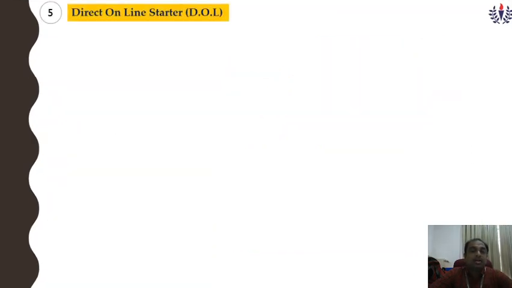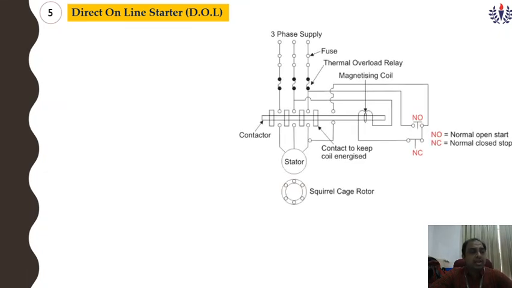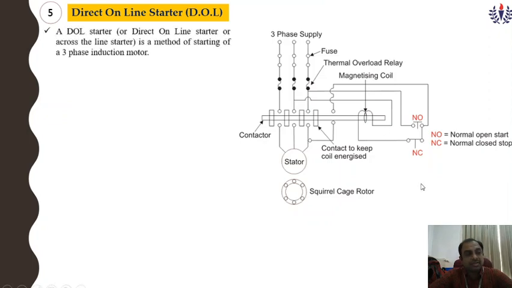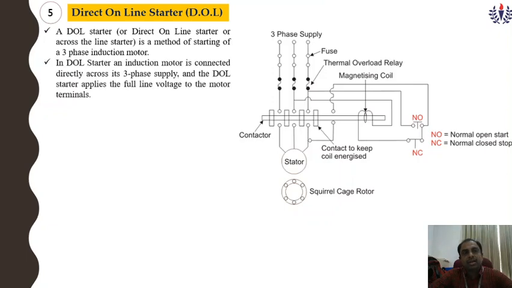Fifth one, direct online starter, shortly we can say DOL starter. In case of small capacity motors with rating less than 5 HP, the starting current is not very high, and such motors can withstand starting current without any starter. There is no need to reduce applied voltage to control the starting current. Such motors can use a type of starter which is connected to the stator with direct lines.